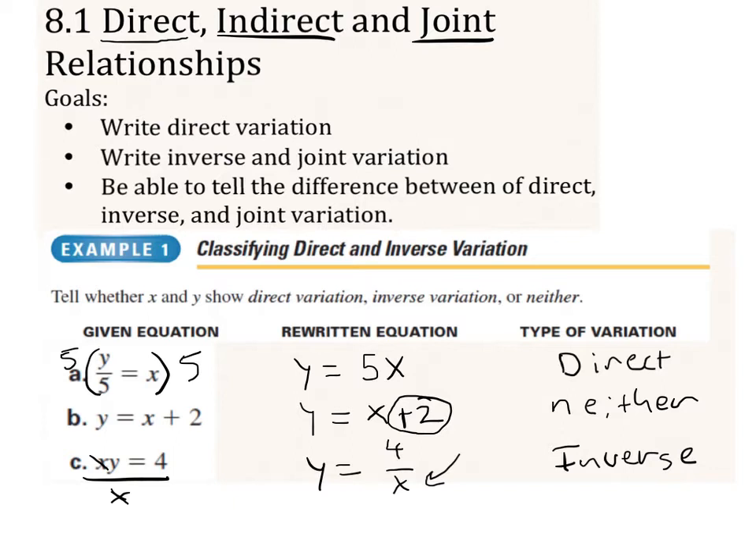And I know the middle one kind of looks like direct because as x gets bigger, so does y. But as x gets bigger, y gets bigger plus 2. So it's not technically direct because they're not growing at the same rate. Okay? And so we can't consider it direct or inverse. It would just be a neither. Alright?